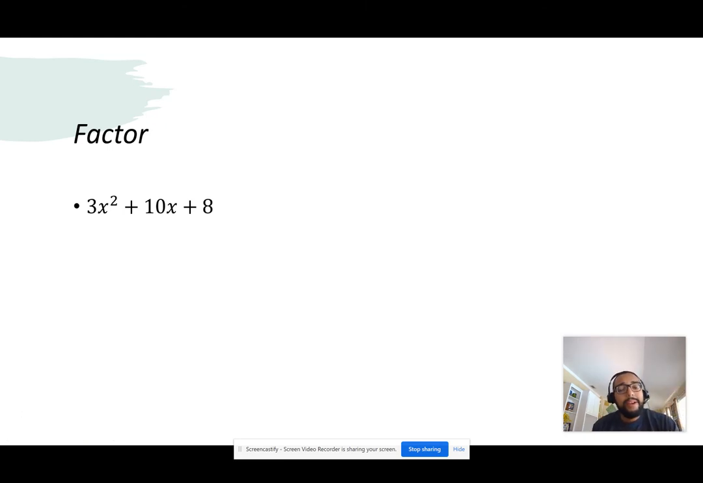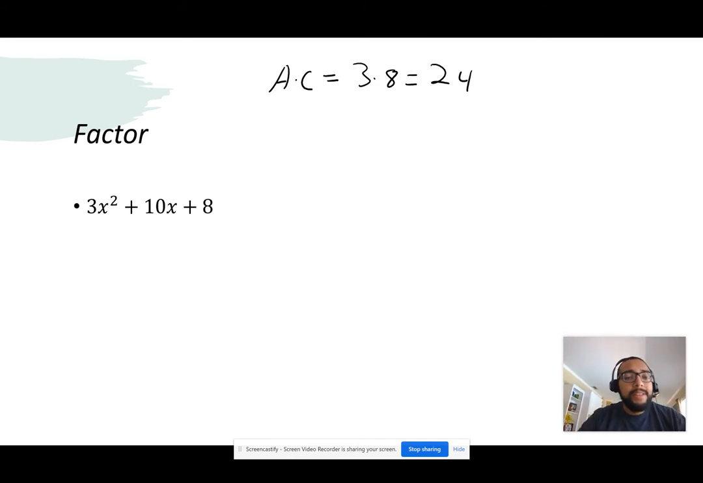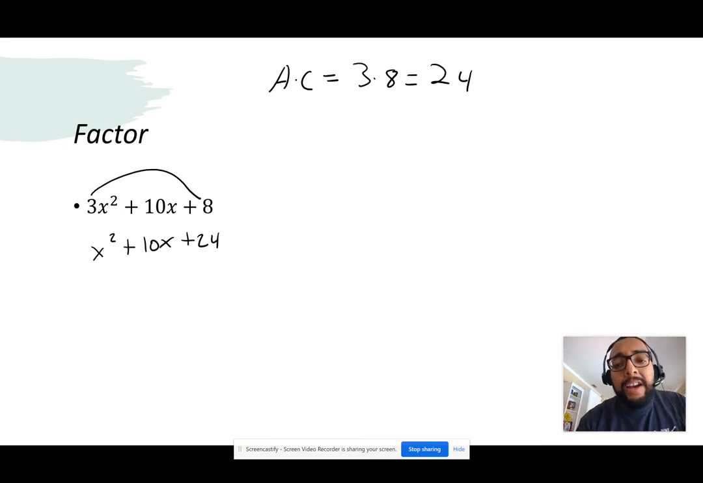So 3x squared plus 10x plus 8, I hate that we have a 3 there. I want to get rid of it. So I'm going to get rid of it. A times c is going to be 3 times 8, which is 24. And so what I'm going to say now is I want to get rid of that 3: x squared plus 10x plus 24. Again, just multiply that 3 times 8. Cool. I like this now. I feel comfortable with this.